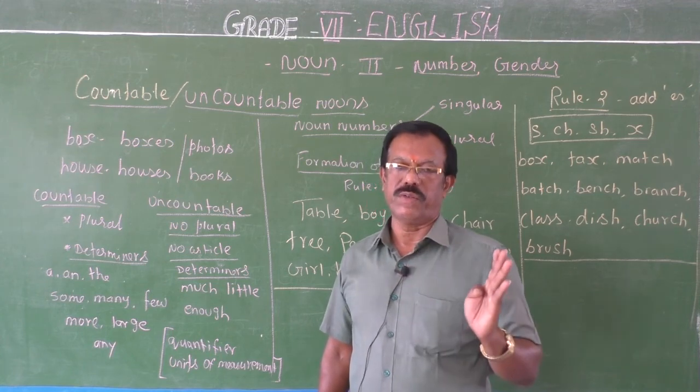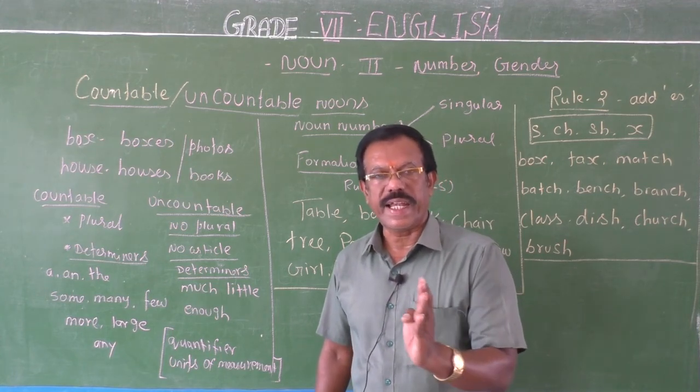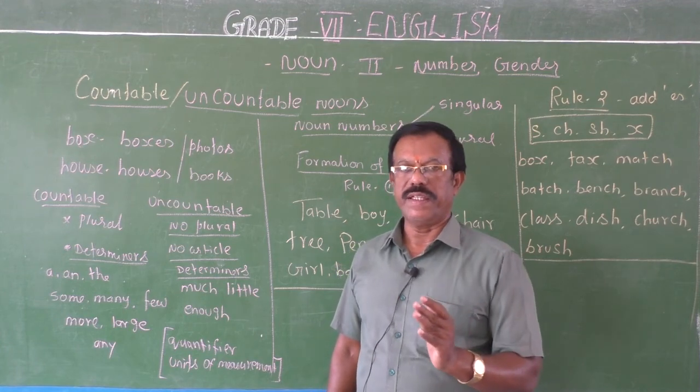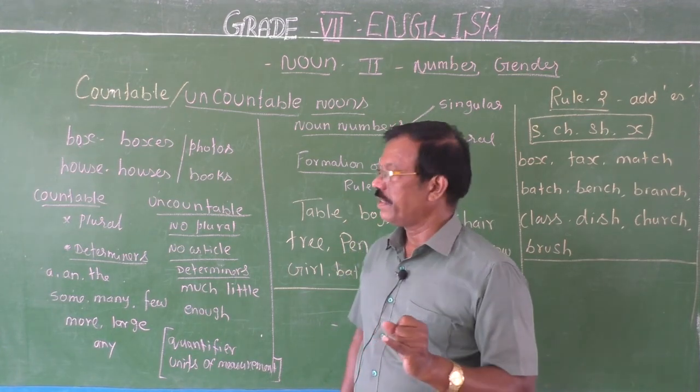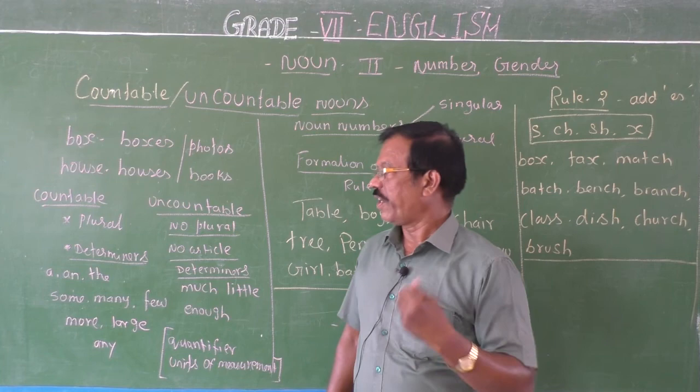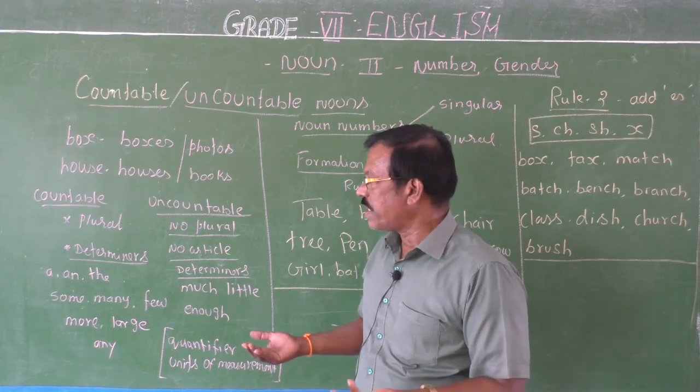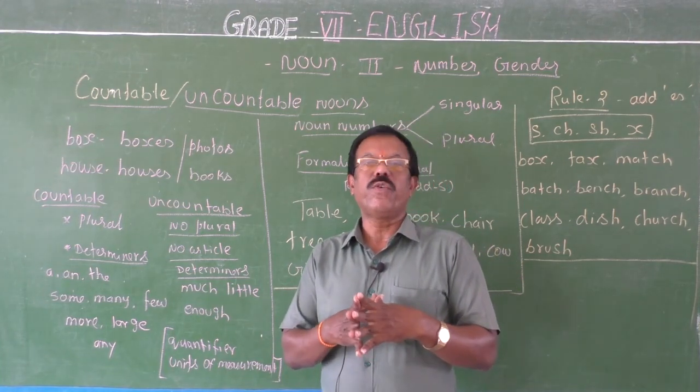So they are countable nouns. So we use a and an before them. Okay. The book, the house. Okay, fine. Then we can use some determiners before countable nouns.